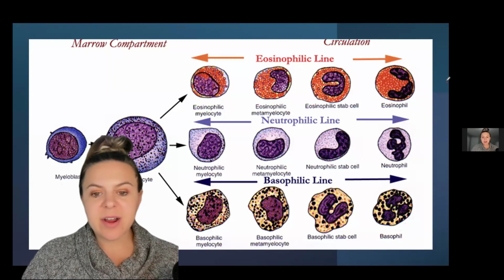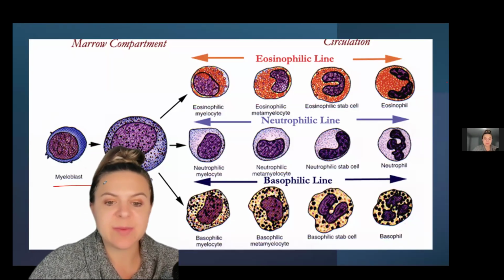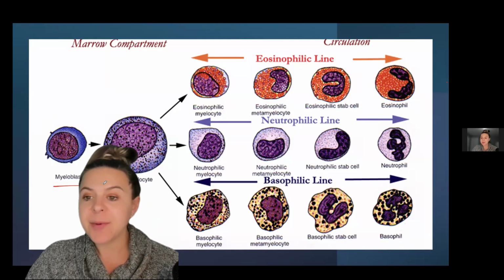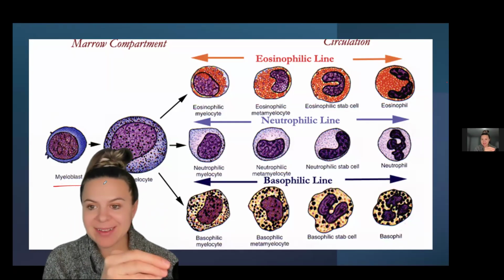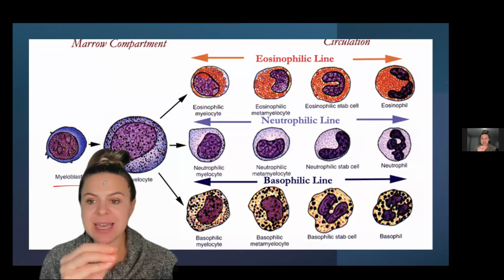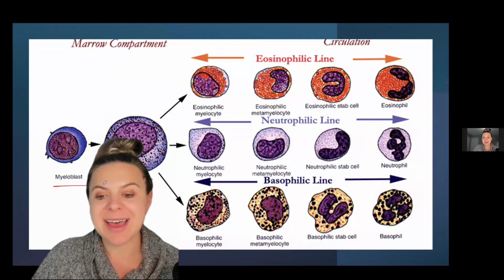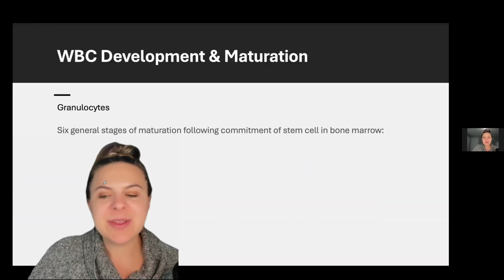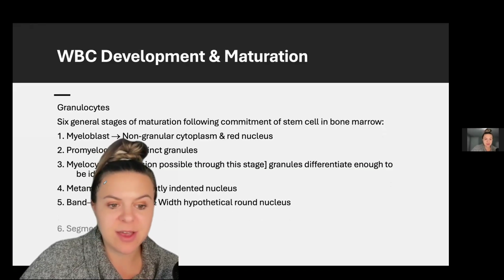Looking then at our different cell lineages, we start with our myeloblast, we move to a promyelocyte, and then we end up with a myelocyte prior to becoming a metamyelocyte. So myeloblast, promyelocyte, myelocyte, metamyelocyte, and then the adult cell, well, a stab cell, and then an adult cell. So when we look at our granulocyte development, there's 6 stages of development that we just saw in pictures.